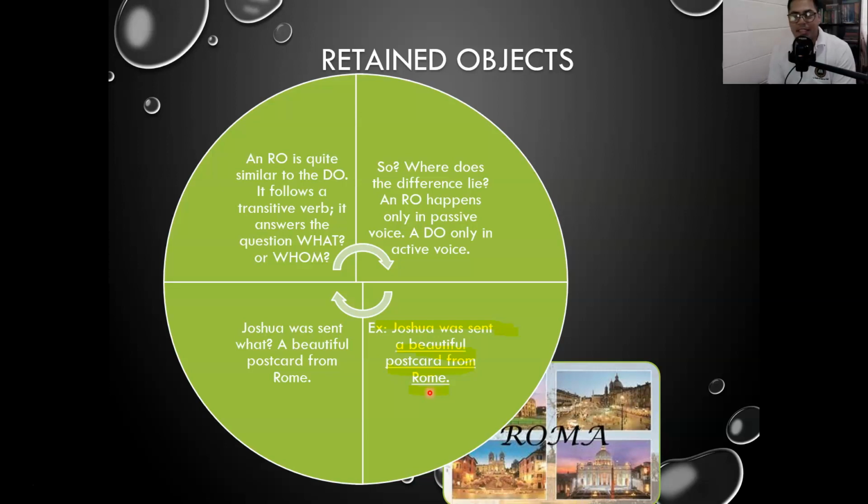As you can see, it's basically the same thing as the direct object, but it happens only in passive voice, and a passive voice that of course has retained an object, right? Which is not always the case. Many times that's not the case. And this is a short video where I explain the retained objects, and I am going to stop it right here.